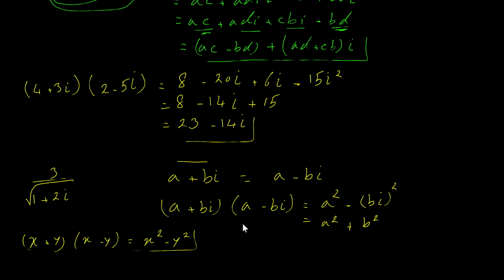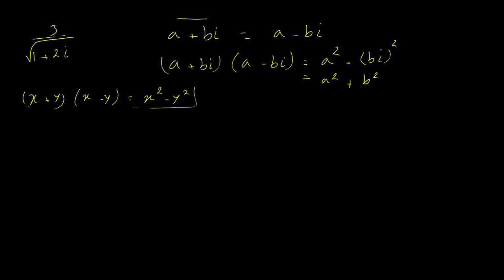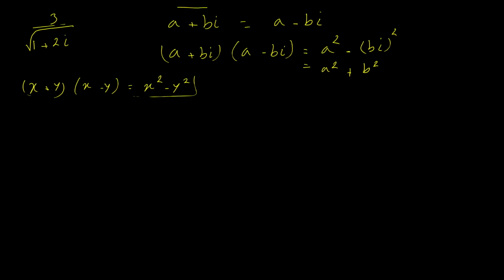So the multiplication of a complex number by its conjugate gives us a complete real value. So there is no imaginary part in the answer of multiplication. Now we usually use conjugate multiplication when we have the i in the denominator and we want to get rid of the complex value in the denominator.